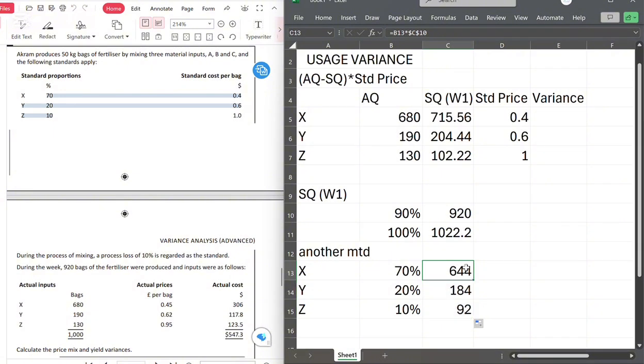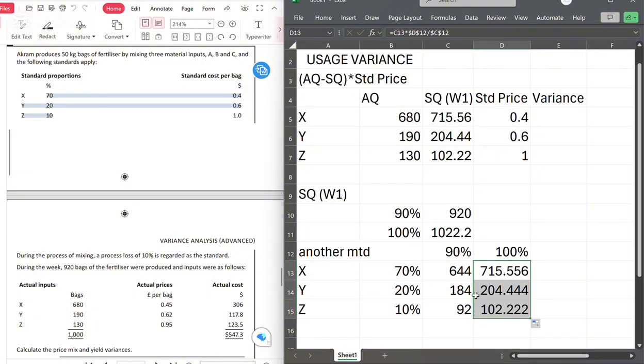However, this 644 only represented 90% of X. So we need to get 100% of X. So this is 90% of those materials, but we need to know 100% because that's our total consumption. So if that is 90%, it means that 100% will be this, multiply by 100%, then divide by 90%. Let me make this absolute so that I can just drag down easily. Yeah, so you can see 715, 715. You will get the same answer for all of them. And that is it, you can see.